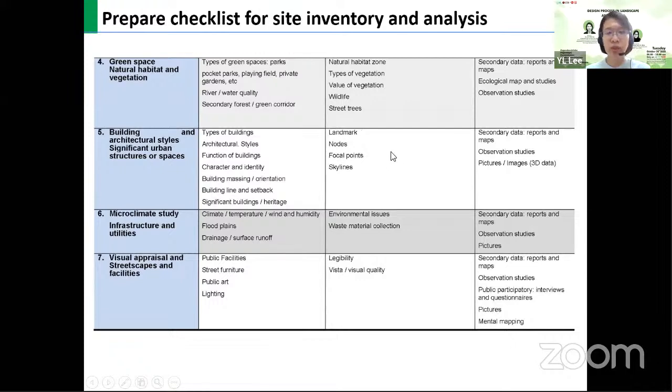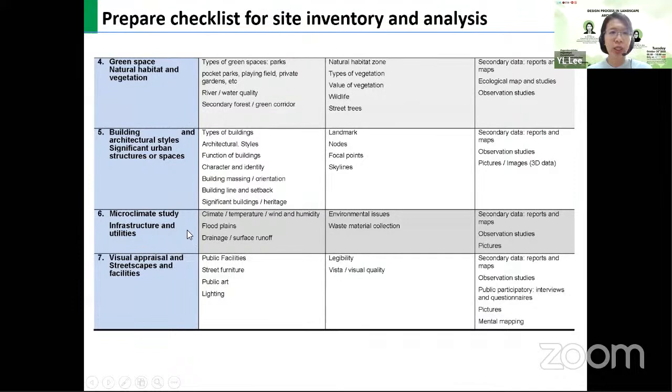I think this will make your studies more interesting. Of course, when you talk about building, 3D perspective is very important when it comes to your site inventory analysis. For the landscape architecture studies, also include here the microclimates and the visual.